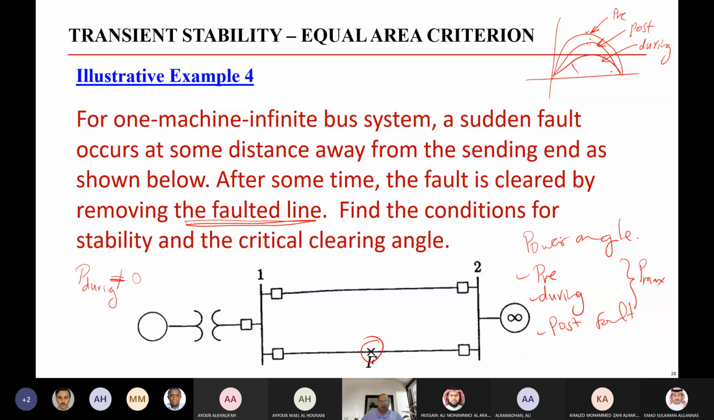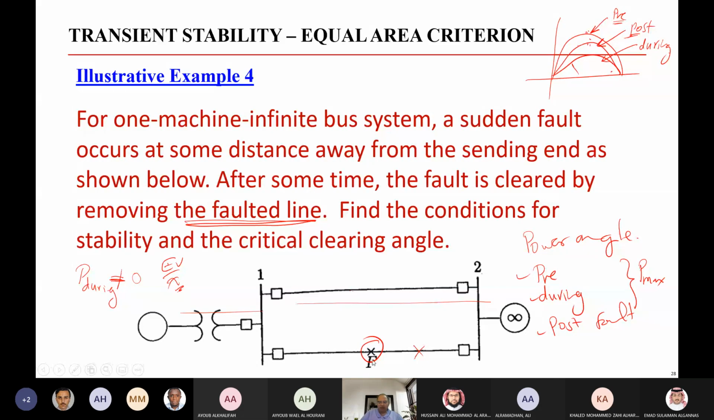You add some capacitors, or what do you mean? Or maybe we add a new line in parallel. Okay, so usually you are right. Usually, the post-fault is lower than the pre-fault. And when you trip this line, the transfer impedance will be higher and equal to EV over X. So you have only one line, so this X increases and the power will be less.